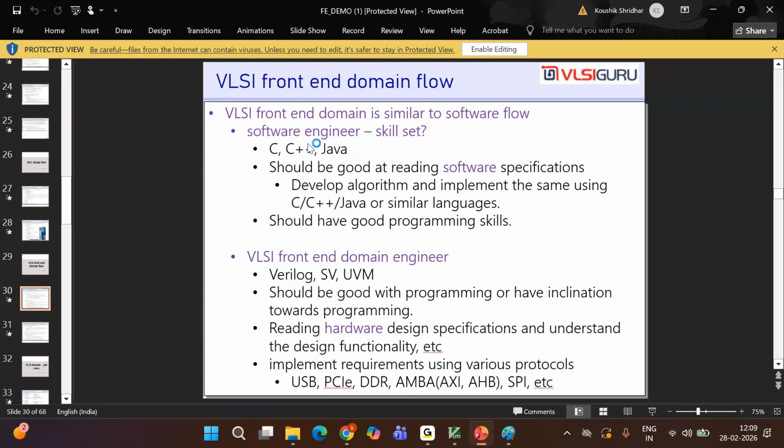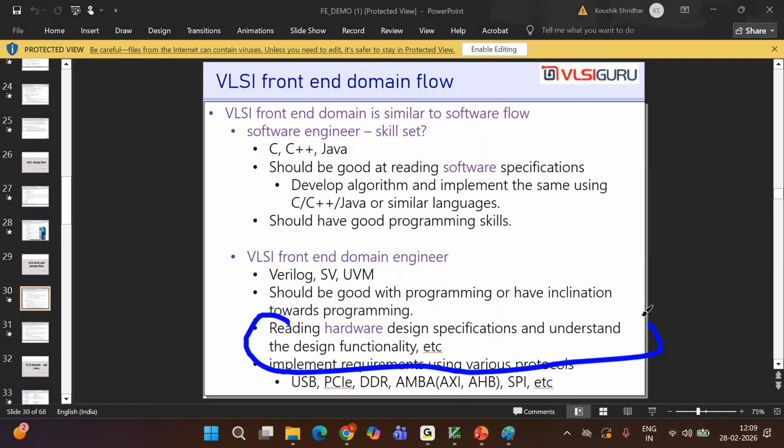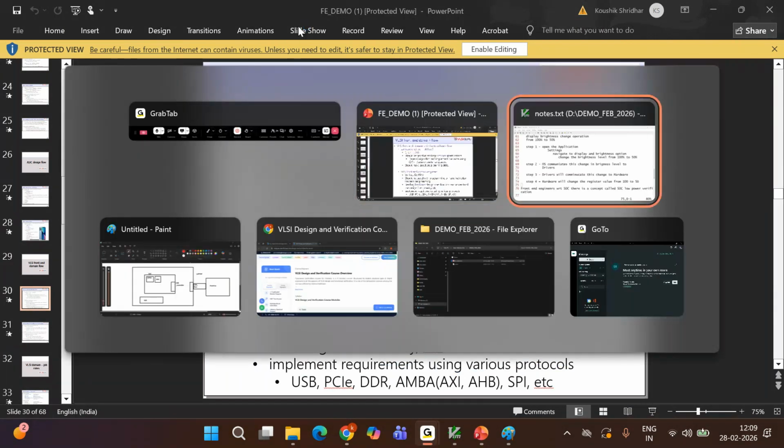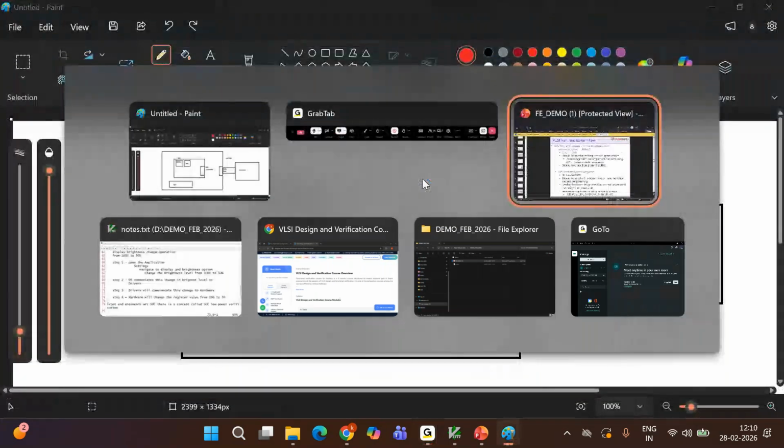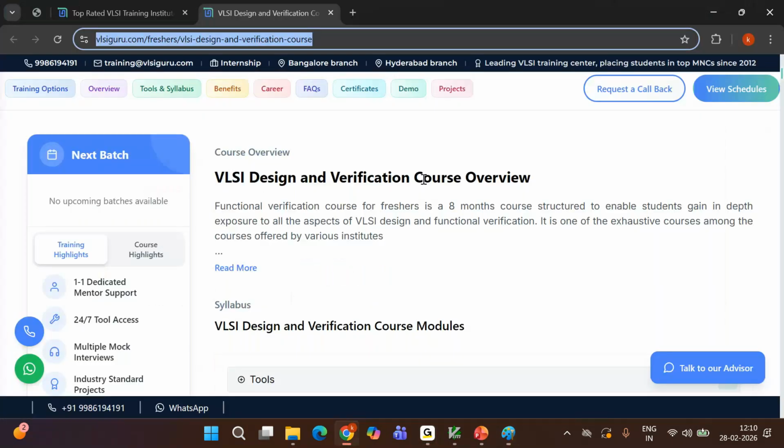So for the front-end domain flow, software engineers should have good programming skills. In terms of a VLSI front-end engineer, if you're looking for a front-end job, you should be good in Verilog, SystemVerilog, UVM. You should be good in programming or have an inclination towards programming. You should be good at reading and understanding the hardware design specification. This is what you will achieve: reading the specification and understanding the specification in this front-end design and verification.